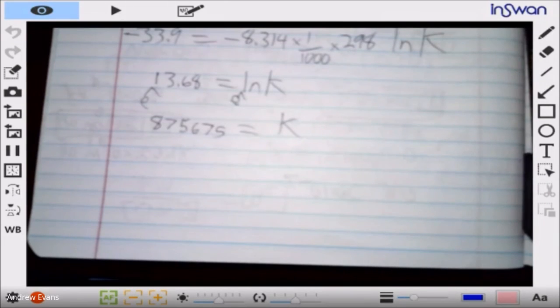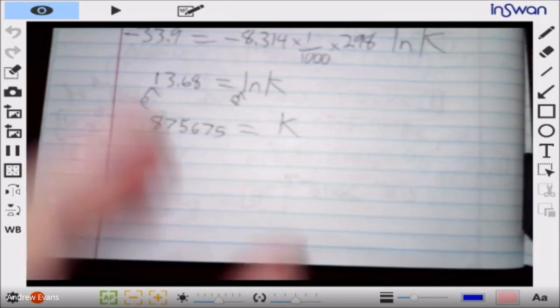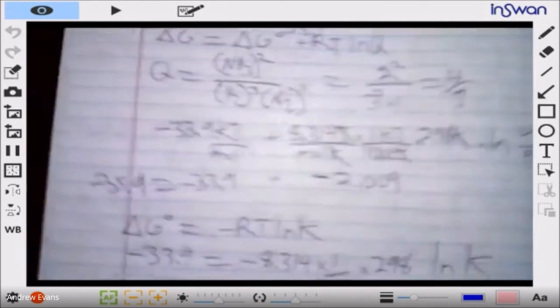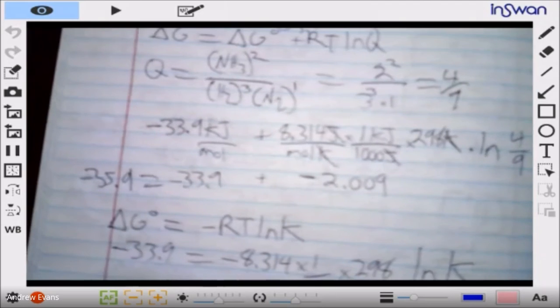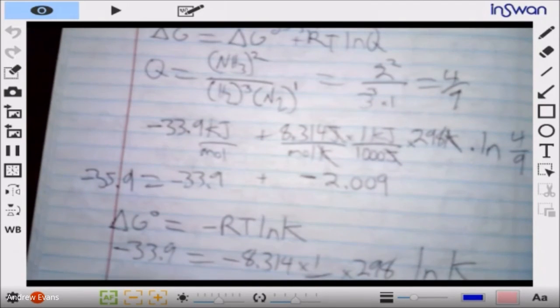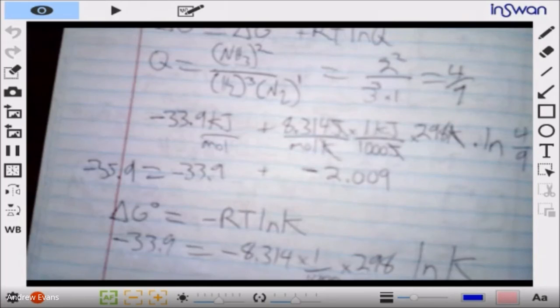If we were to refactor in, as temperature increases, K would decrease. If temperature increases, K would decrease, thus making the reaction less spontaneous and pushing this away.